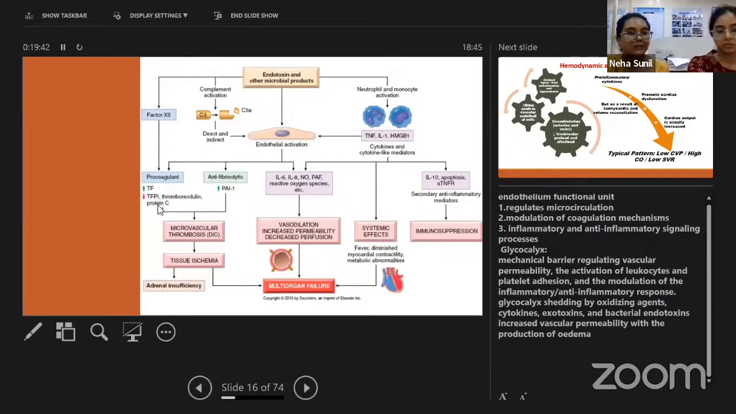Along with this, the procoagulant and antifibrinolytic processes are taking place simultaneously. And there are also anti-inflammatory mediators like interleukin-10.